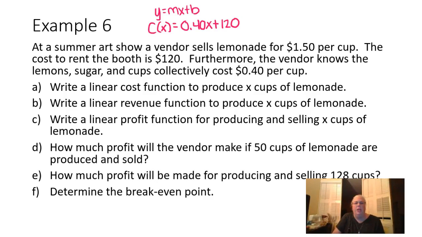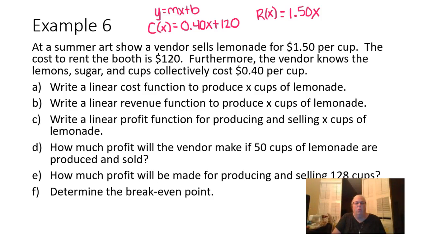B, write a linear revenue function to produce x cups of lemonade. Now revenue, this is all the money that you bring in. So the revenue function, we're going to put it in this form right here. This is R. There is no flat fee on the revenue because we don't make $50 just for showing up. We actually have to sell something, so there won't be any y-intercept on this one. And the money that we make is $1.50 every time we sell a cup of lemonade. So $1.50 times however many cups of lemonade are sold, that's going to be our revenue function.